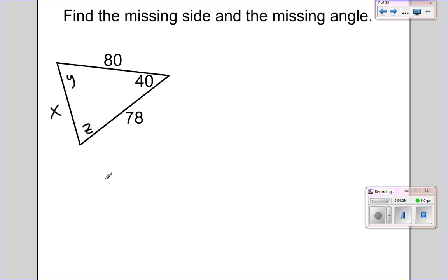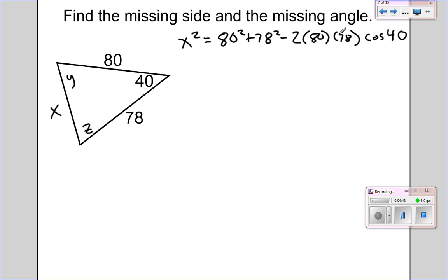All right, let's see how you did. So let's see, x is across from the included angle, so x squared equals 80 squared plus 78 squared minus 2 times 80 times 78 times the cosine of 40. Now these are all numbers, no variables, so just type it straight in your calculator.